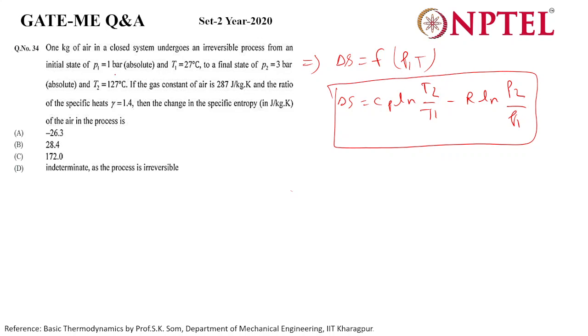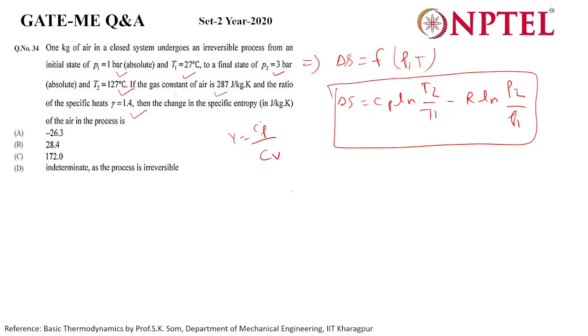So all we know here is pressure and temperature, and we don't know Cp here, right? Yes, sir, we can get that easily, because R and gamma you know, so Cp you can easily get. Gamma is equal to Cp by Cv.